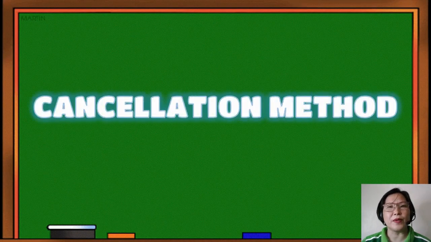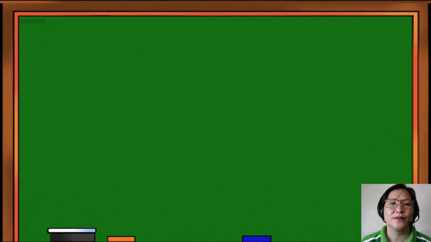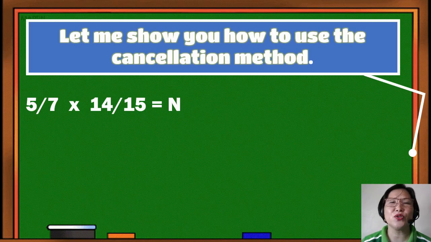Our next topic is cancellation method. Cancellation method is very important in multiplication of fractions, and you will find out later why it is very important. Let me show you how to use the cancellation method by comparing it with the use of long method. Let us try this example, 5/7 times 14/15. I will use the long method in multiplying these fractions.